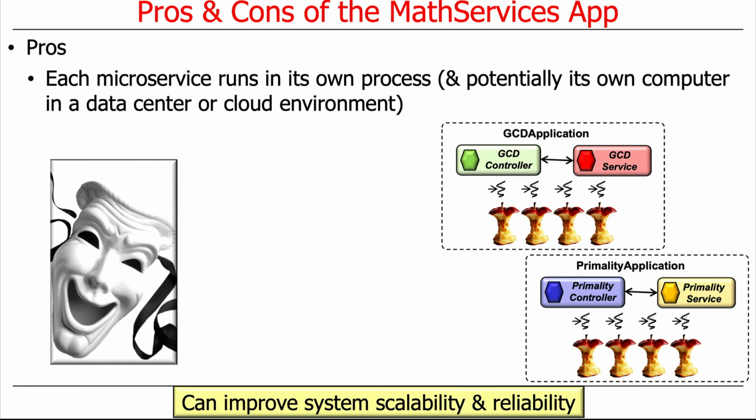So now that we've talked about the MathServices app, let's talk a bit about how things work in terms of the pros and cons. As with everything, there's pros and cons. So one of the nice things about this application, unlike what we looked at before, is that each microservice runs in its own process and therefore could be mapped to different computers in a cluster, in a data center, or in a cloud environment. So it allows us to be able to scale up the system.